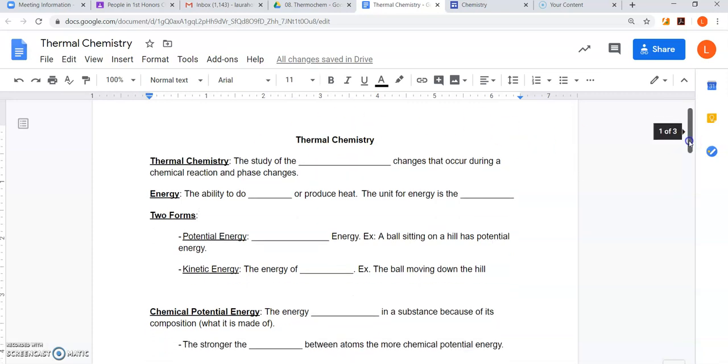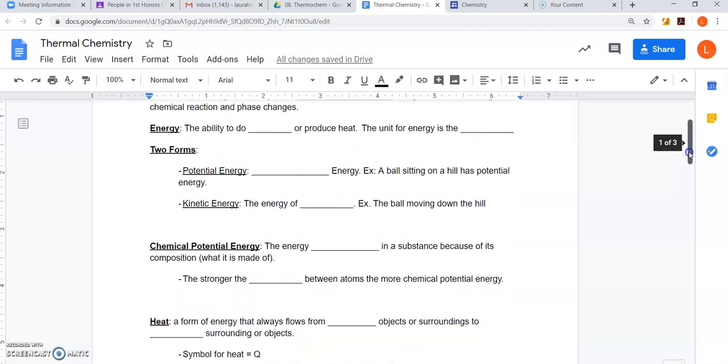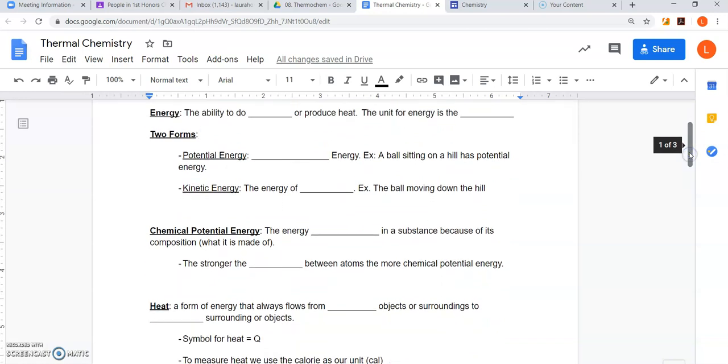All right, two forms of energy: potential energy and kinetic energy. Potential energy is possible energy. That's the best way I can think of it. I could put a technical fancy definition, but all it really means is I have the potential of having energy to do work. That's what potential energy is.